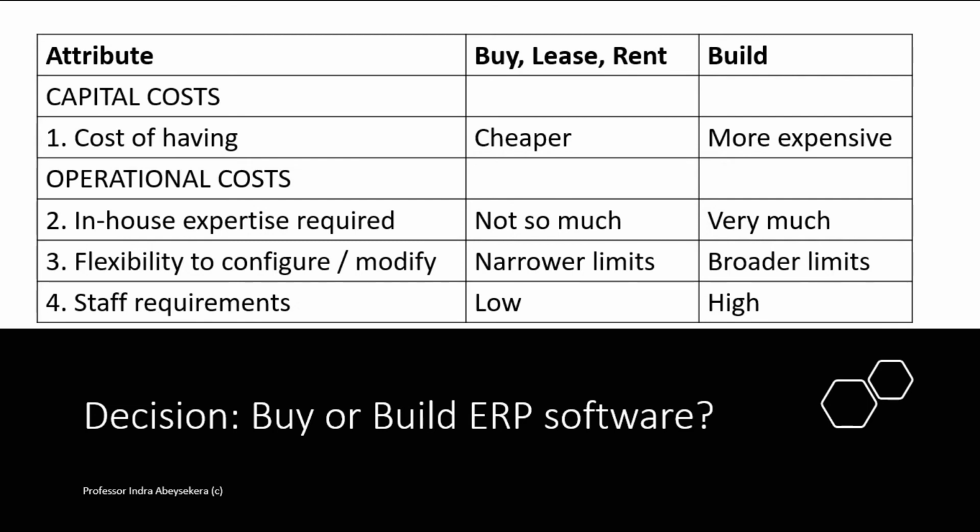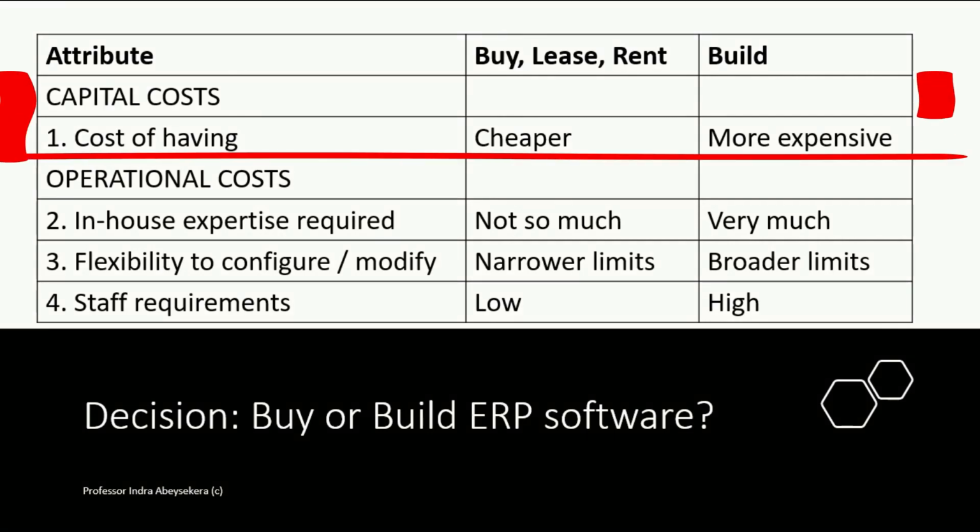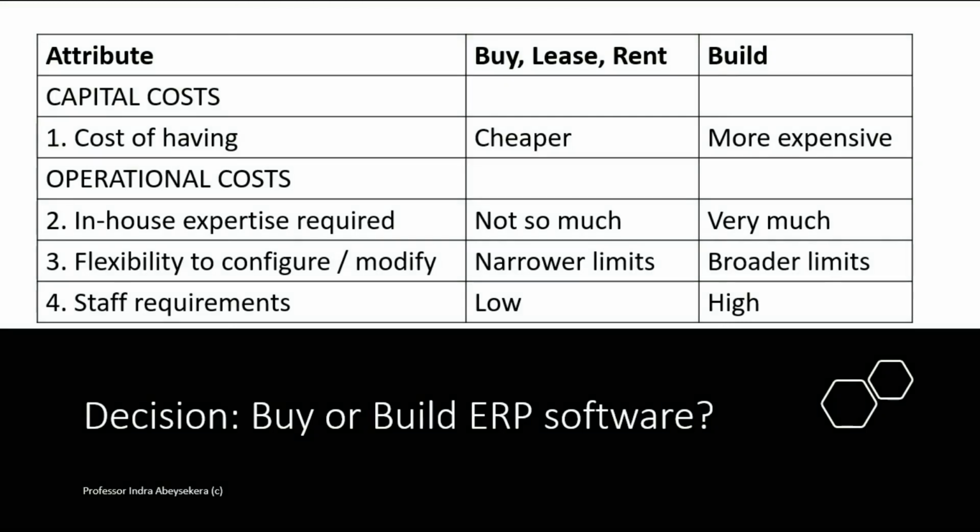The cost of having an ERP system by buying is cheaper because that ERP system is developed for many customers and it's a standardized product, whereas building an ERP system can be quite expensive to suit specific needs of the enterprise.